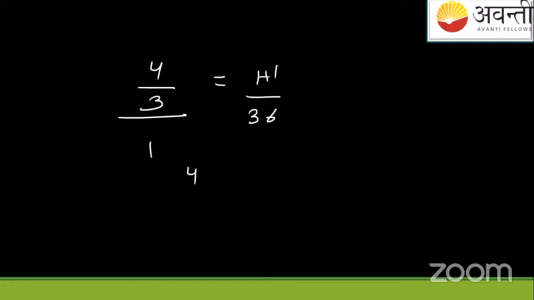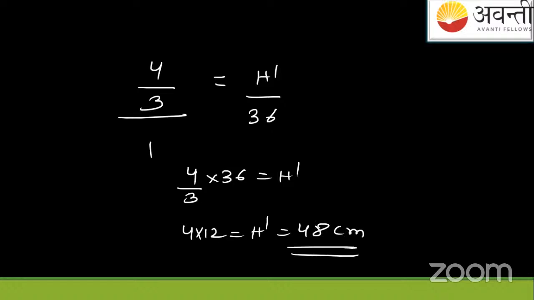Solve this thing. Hold on. No, it's fine. 4 by 3, 36, h dash. Solve it, how much will it come? H dash comes out to be 48 centimeters, students. So you can see the real height of the bird is 36 centimeters, and the apparent is coming as 48 centimeters, which is greater. So there is some change here, right?